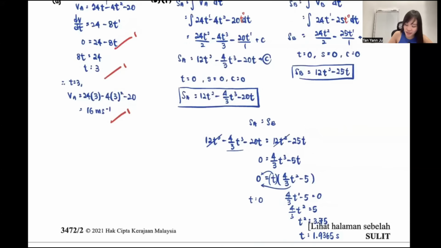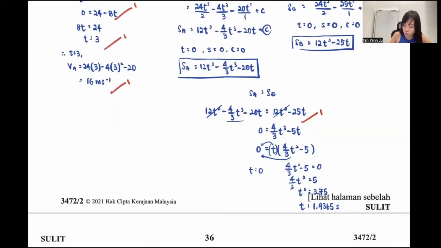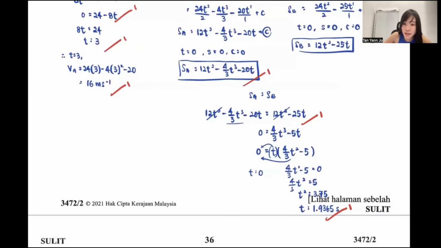So this part, I think, got 4 marks. The moment you combine them together, 1 mark. Getting this answer, 1 mark. Getting this equation out, 1 mark. Getting this equation out, another 1 mark. 4 marks from here. Next, let's move on.